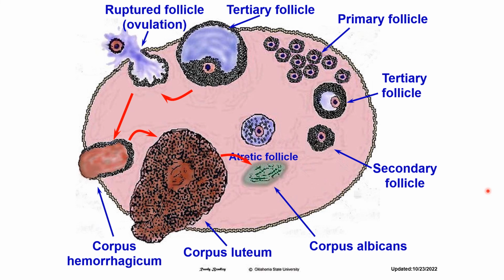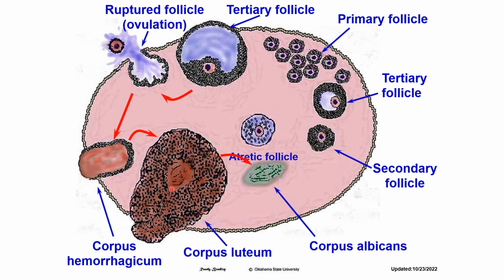Now we have the corpus hemorrhagicum. When we say corpus hemorrhagicum, that is the bloody appearing structure formed from the freshly ovulated follicle and found from 1 to 3 days after ovulation. So this is ovulation. After that, the ruptured follicle will become corpus hemorrhagicum. Then after that, it will later become the corpus luteum through the process of luteinization. Mag-form siya ng corpus luteum.